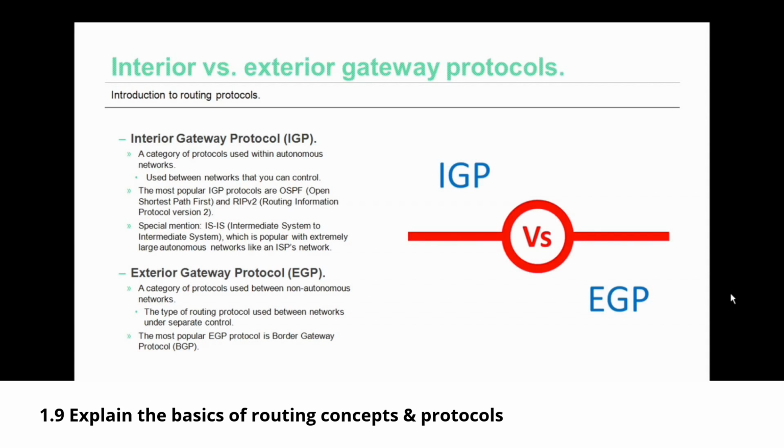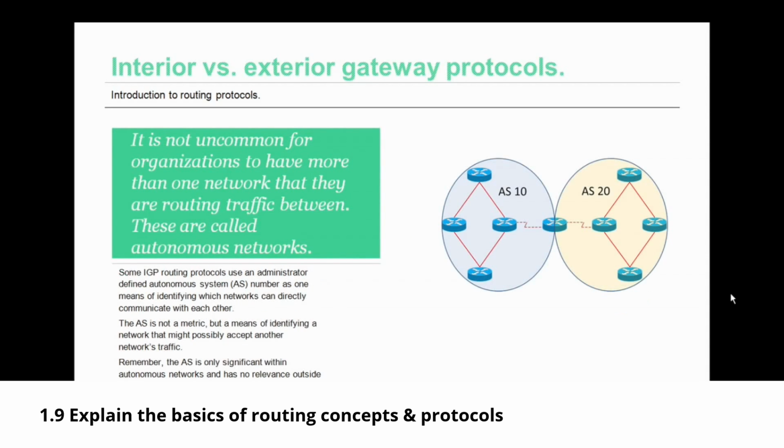Exterior gateway protocols, on the other hand, are a category of protocols used between non-autonomous networks. So EGPs are used between networks that are controlled by different organizations or entities. The most popular EGP protocol is Border Gateway Protocol. Now, it's not uncommon for organizations to have more than one network that they are routing traffic between. These are called autonomous networks.